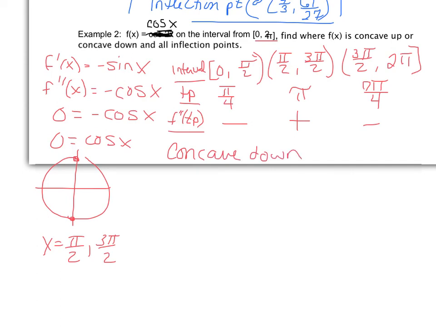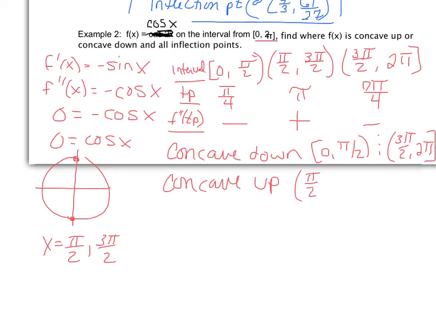So again, I can say that I'm concave down from 0 to pi over 2, and from 3 pi over 2 to 2 pi. And I can say I'm concave up on pi over 2 to 3 pi over 2.